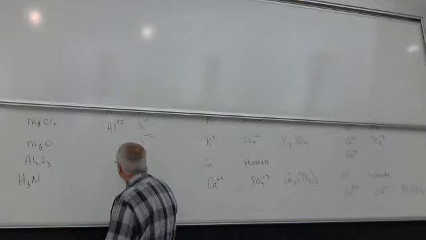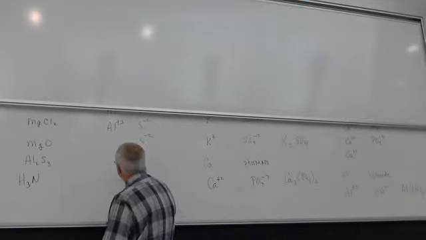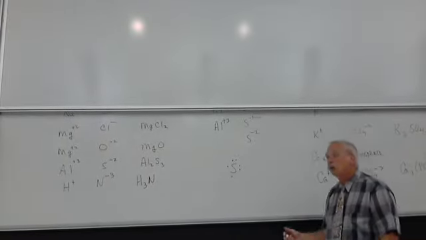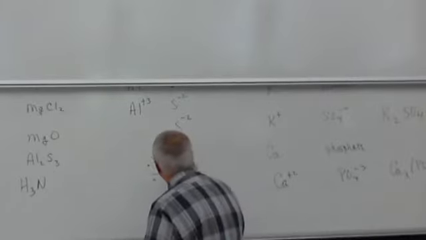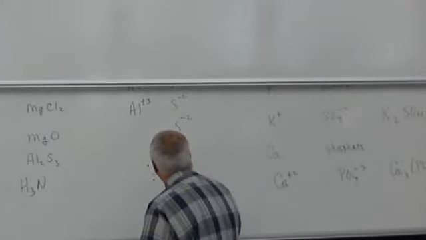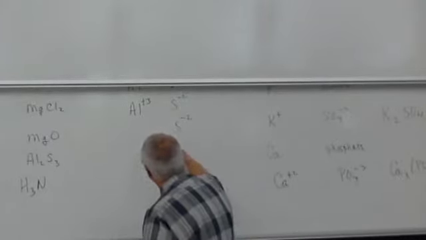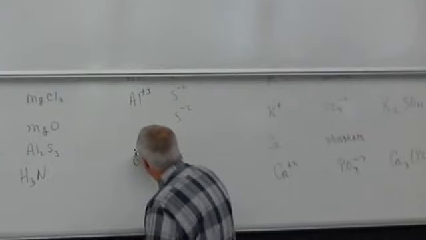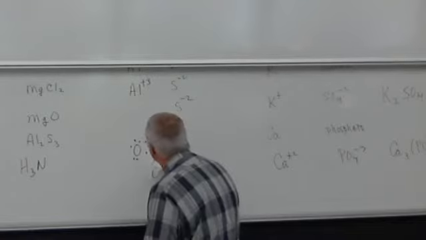Sulfur, for example, has 6 valence electrons around it. Oxygen has 6 valence electrons. And so I'm going to put 4 oxygens around the sulfur like this.